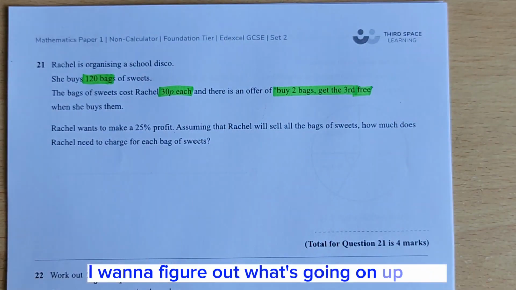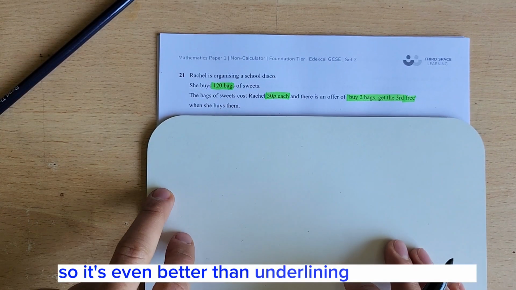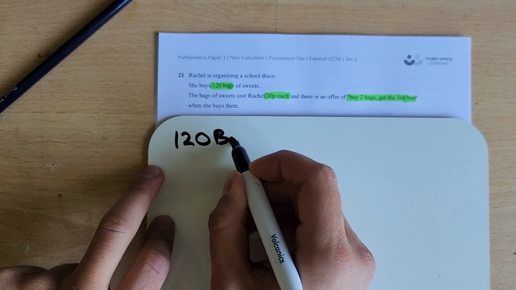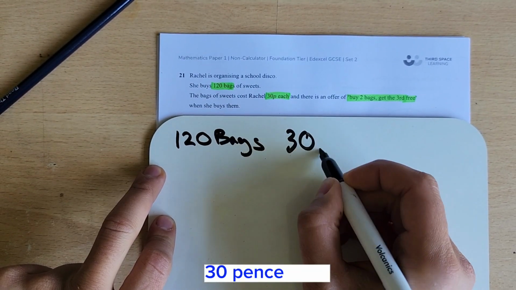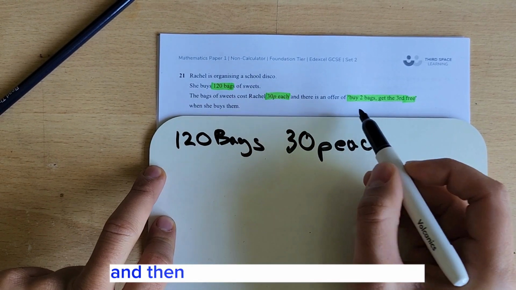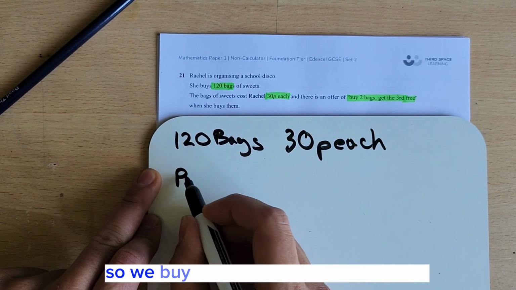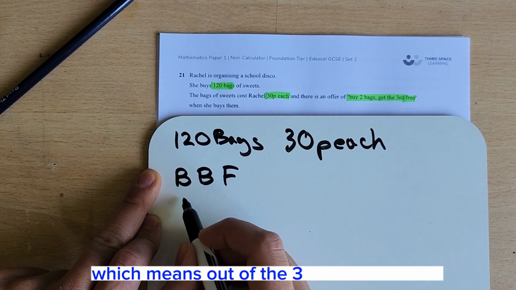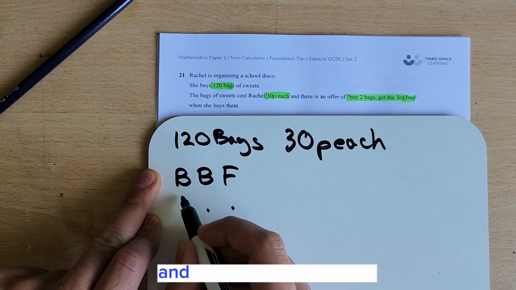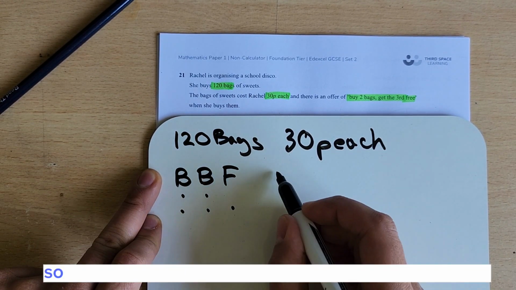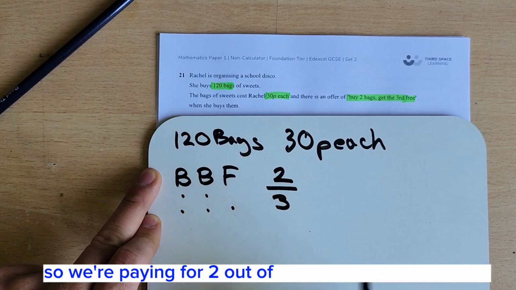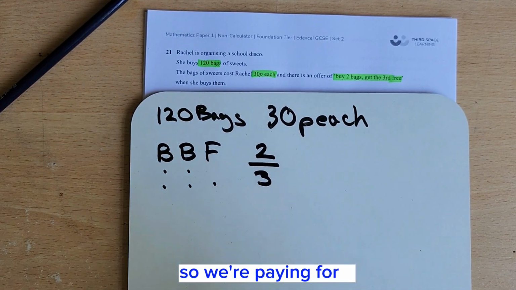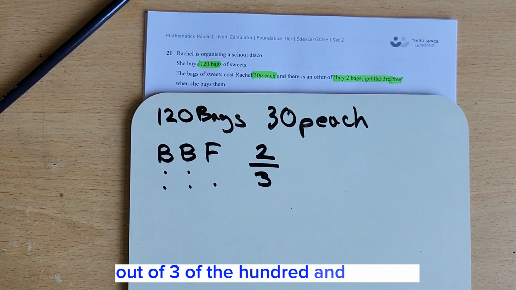I want to figure out what's going on up here. So what's even better than underlining or highlighting is actually writing out the information. So 120 bags, 30 pence each. And then here, buy 2 bags, get a third free. So we buy, and we get 1 free. Which means out of the 3, there's 3 in total. And out of those, we buy 2. So we're paying for 2 out of 3 of the bags that we buy. So we're paying for 2 out of 3 of the 120 bags.